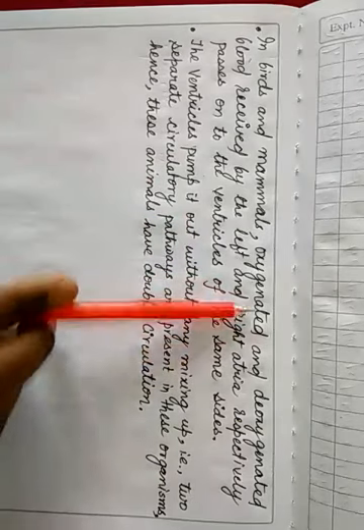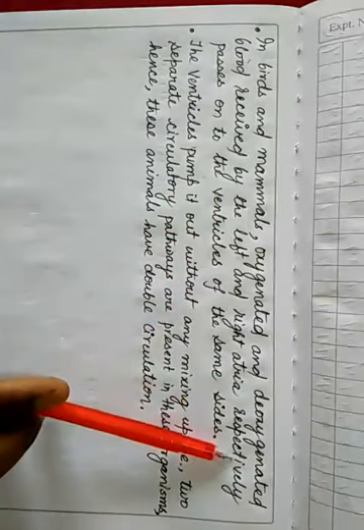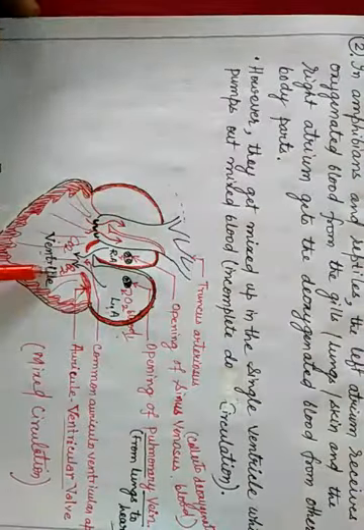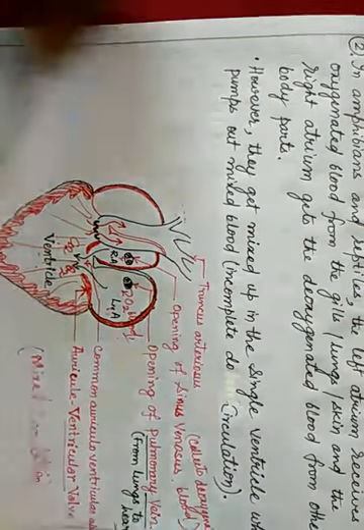Now you can see here, oxygenated and deoxygenated blood received by the left and right atria respectively passes onto the ventricles of the same sides. The ventricles pump it out without any mixing up. Without any mixing up means the oxygen rich blood and carbon dioxide rich blood do not mix here. In which? In mammals, birds and crocodiles. That is written here.